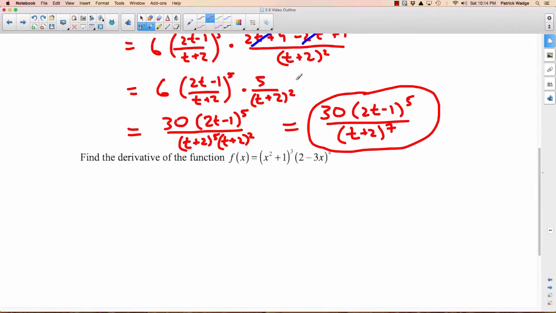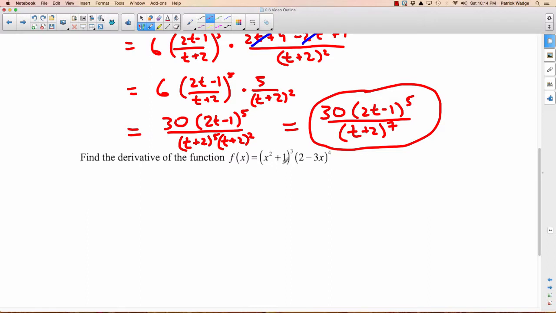Okay, this last question is a bit of a doozy, so here we go. You kind of have two parts to this. You have the x squared plus 1 cubed, and you have the 2 minus 3x to the 4th power. So what's the first rule you should actually think about here? The first rule you should think about is the product rule. You're actually multiplying those two things together. So you have your f and your g.